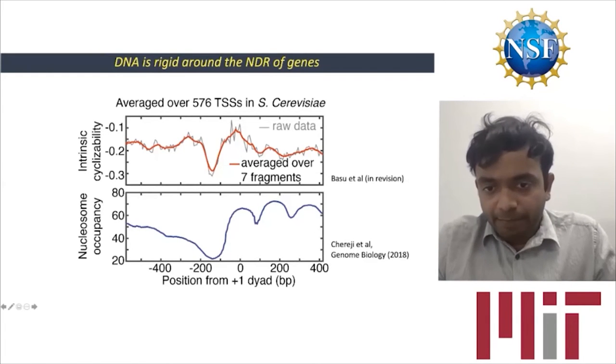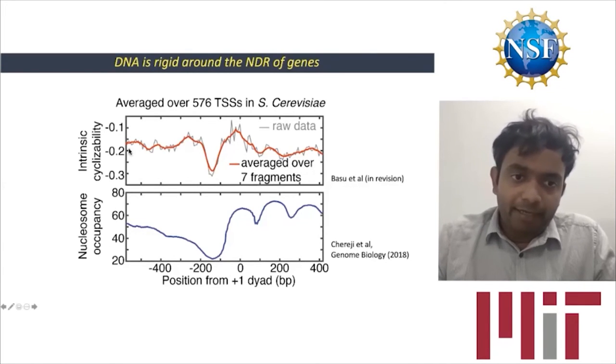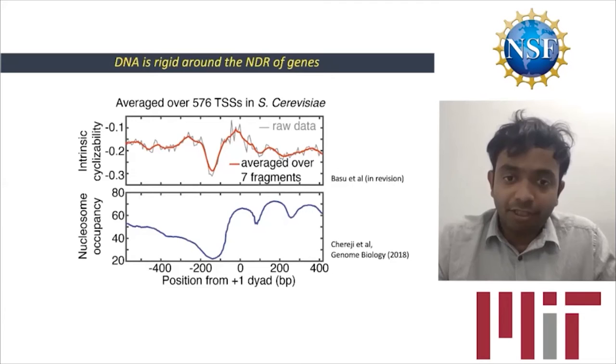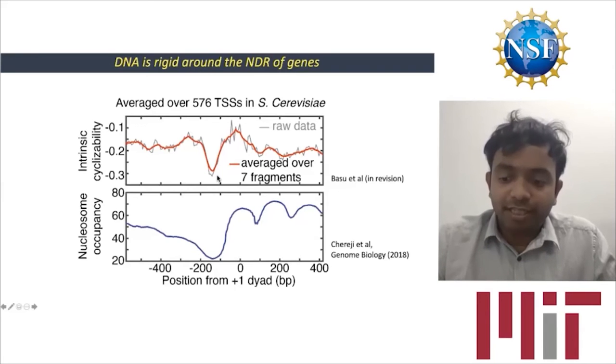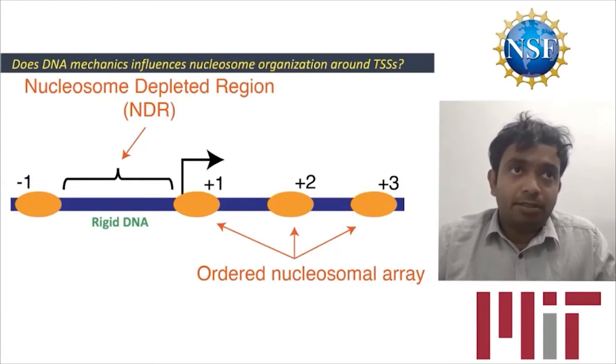What we find, these peaks show the ordered array of downstream nucleosomes, whereas this dip here shows the nucleosome depleted region. In the top panel is the corresponding map of intrinsic cyclizability of DNA that we have measured averaged across these 500 randomly selected genes. And we find that the nucleosome depleted region is also marked by a well-defined narrow region of extremely rigid DNA. Therefore, one of the conclusions that we can draw is that the rigidity of DNA here contributes to nucleosome depletion, presumably because nucleosome formation involves extensive DNA binding.